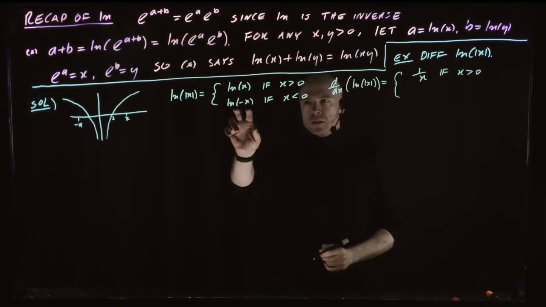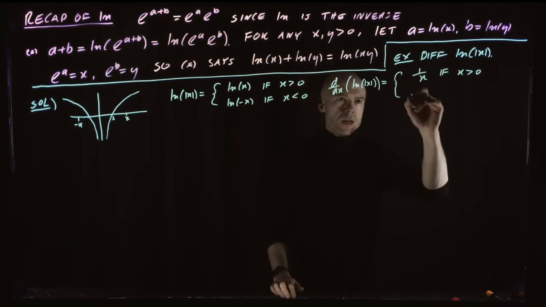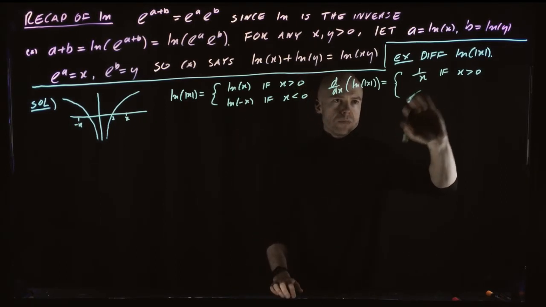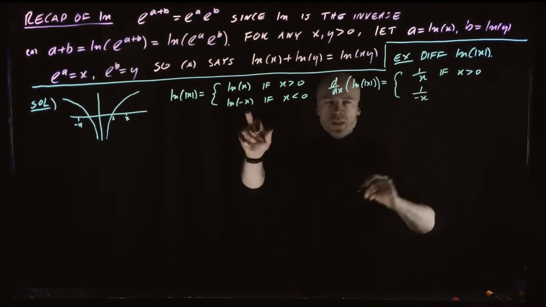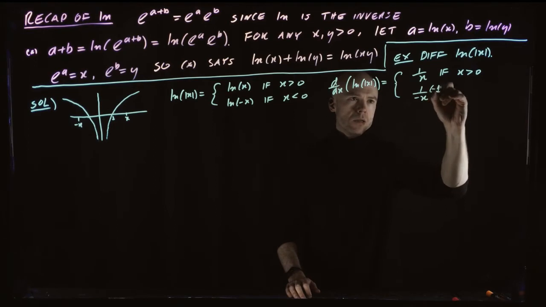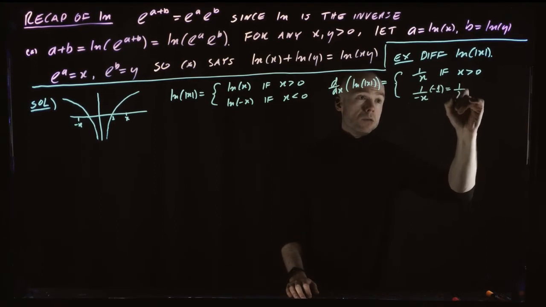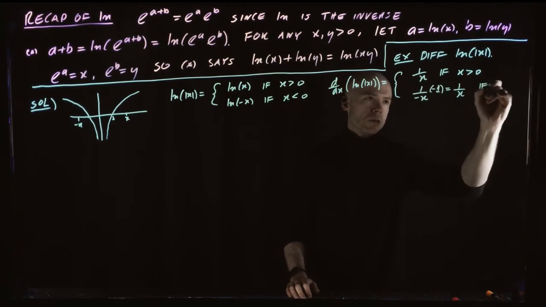then for positive x, this will just be 1 over x, because it's the case that we know. But for negative x, we're going to have to apply the chain rule, because the inner function is minus x. So we're going to have 1 over minus x, and then we differentiate the inner function, which is minus 1. So then this is just, again, 1 over x, if x is less than 0.